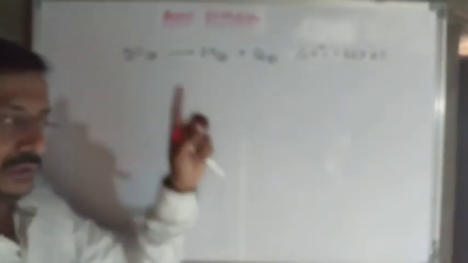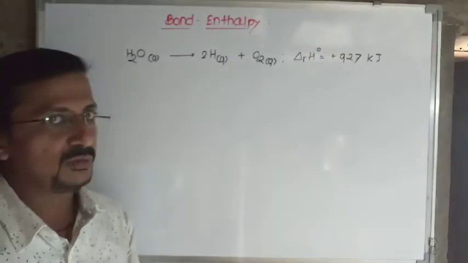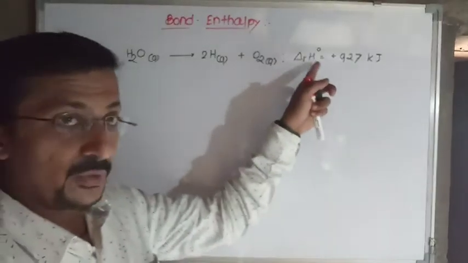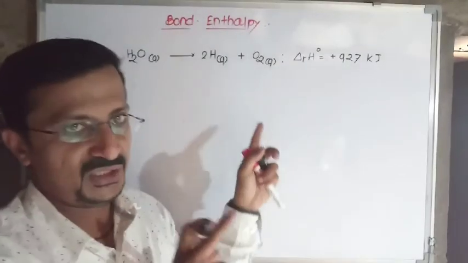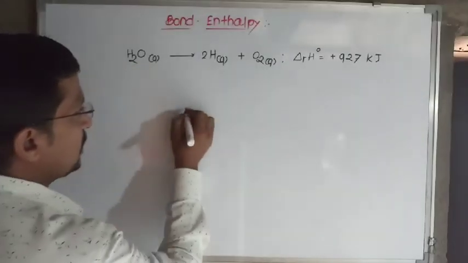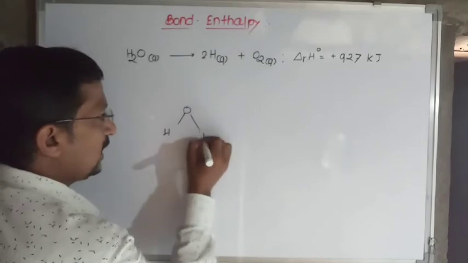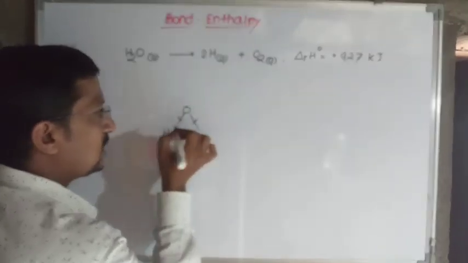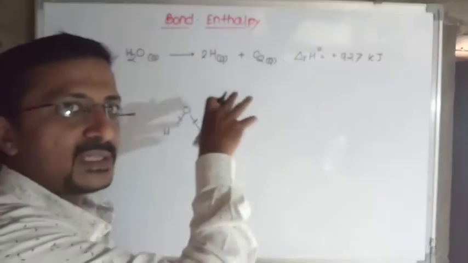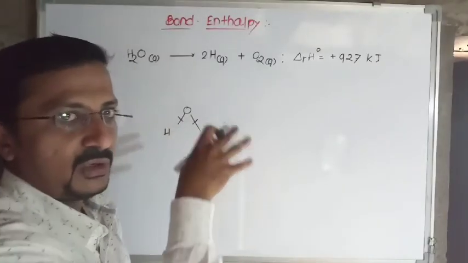This much amount of energy is required to break the two oxygen-hydrogen bonds to separate hydrogen and oxygen from each other. Actually, this is what we call the enthalpy of atomization. Because from one mole of water, two bonds are present, and both these bonds are broken, and two hydrogen atoms and one oxygen are separated. So simply we call it enthalpy of atomization.